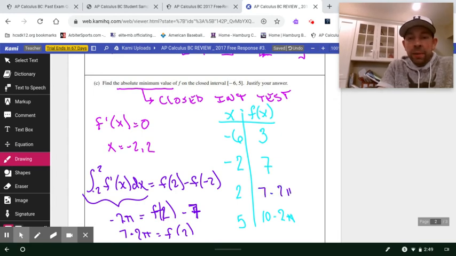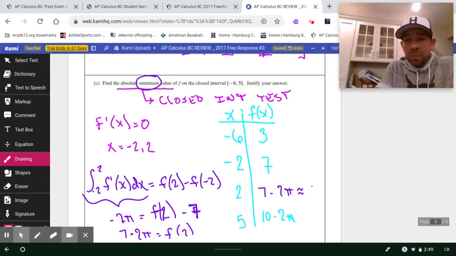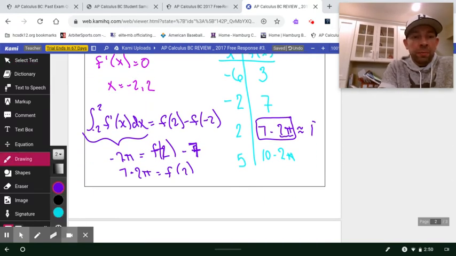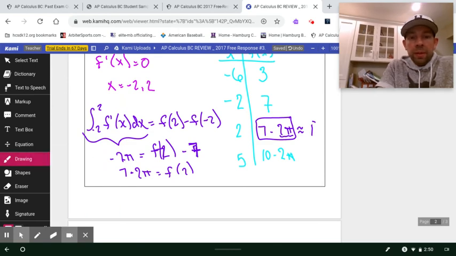7 minus 2 pi. So now the question is, again, you're looking for the minimum. So which number is the smallest? This is approximately going to be in the ballpark of a 1, because it's roughly 7 minus 6-ish. So I think this value right here is your lowest number, and we're going to just make sure that our final answer is crystal clear here. The absolute minimum value equals 7 minus 2 pi.